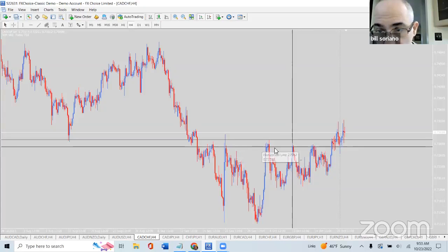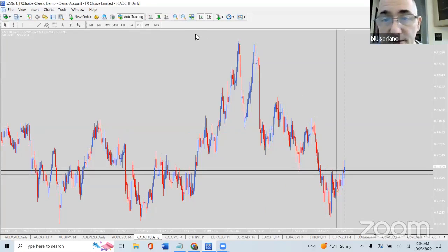So what we have here, right in this area, you see we have one break of structure, right? We have this move down to a new low. This comes up, closes above the body here. Then it pulls back and we have a second break of structure. So this is now bullish. So on the 4-hour chart, we're bullish.